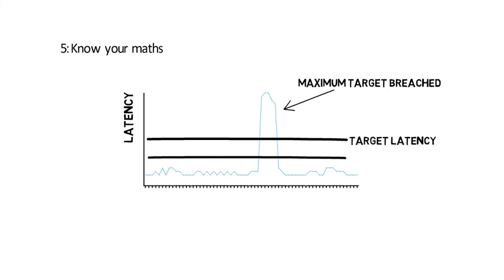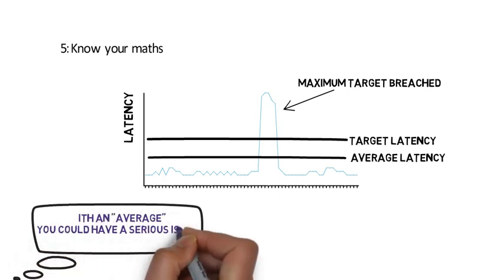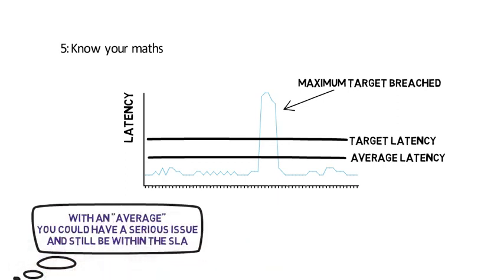If, however, your latency SLA is based on an average latency, this issue would not cause an SLA breach as the average is below the target. So in these two cases, the service that offers the maximum latency target has to perform more consistently than the service that uses an average. It has to be technically more stable, technically better.